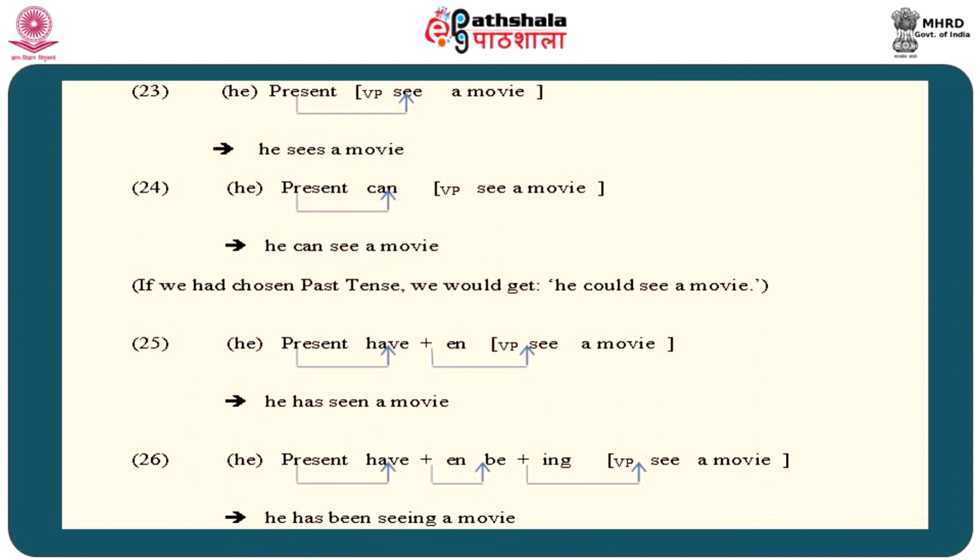Now if we choose tense and have n, we get a derivation like the following: 20. We can choose tense, have n, and be ing, and get the following derivation: present have n, be plus ing, and then see a movie. So the n of have moves to the position after be, and the ing moves to the position after see. Thus we get he has been seeing a movie.